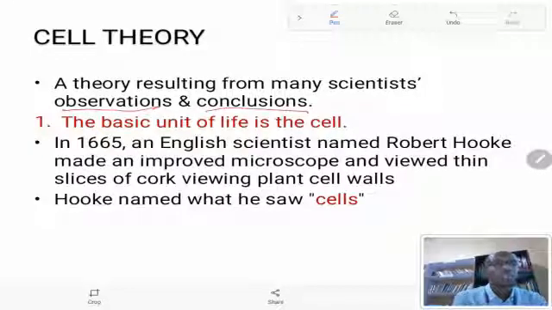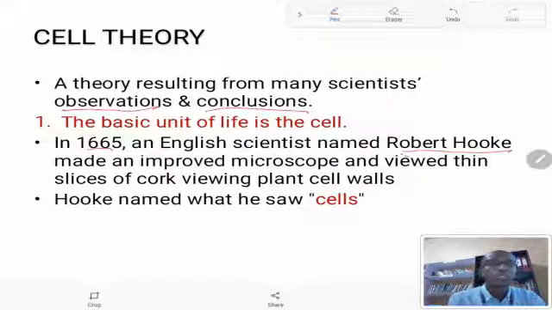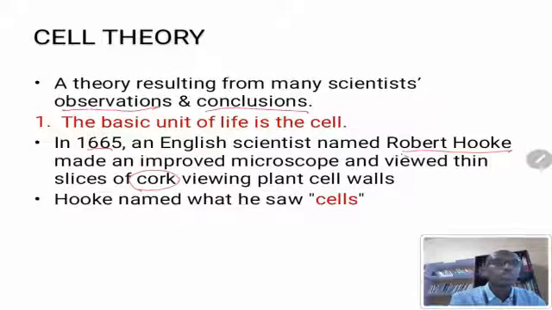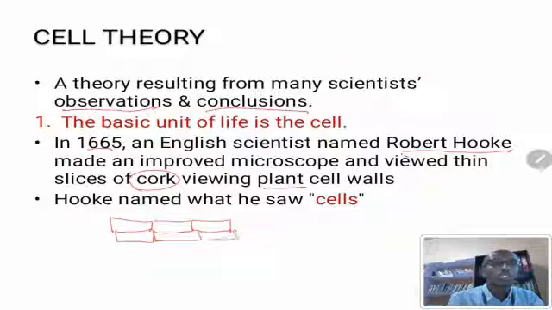In 1665, Robert Hooke, who was an English scientist, tried to improve the microscope. He was going to produce a compound microscope by using a cork. A cork means plant cells. When he put the plant cells under the microscope, he saw a structure like this.